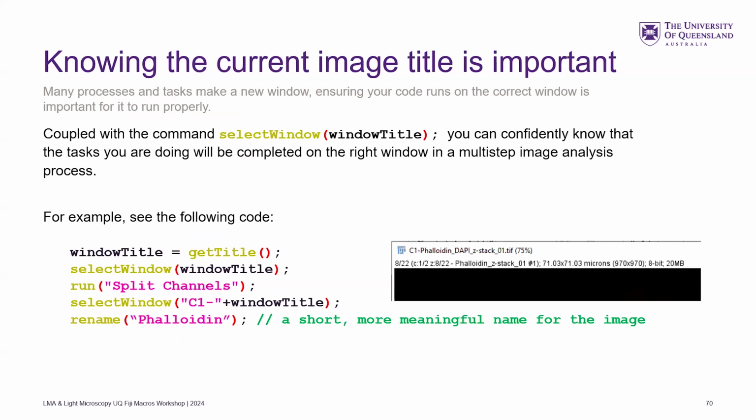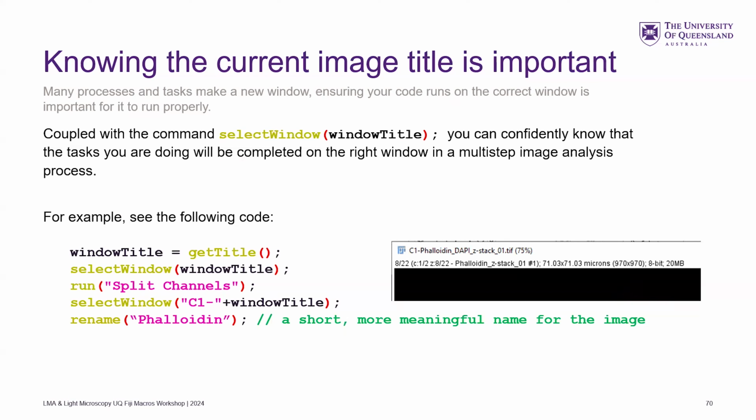Knowing the current image title is really important. So once you do open stuff, select window is quite good. Once you have the get title, you might also want to go and select that one. What I normally do in all my code is have window title equals get title. So then I know this is basically the current file as Fiji views it. And then if I want to select that later on, I can do select window, window title.